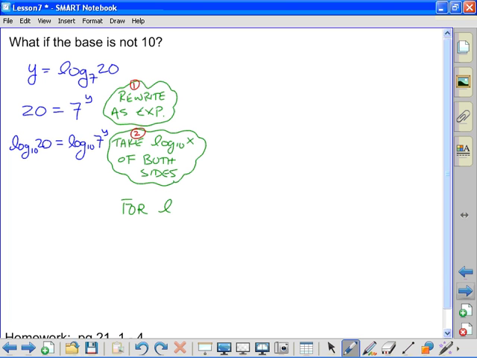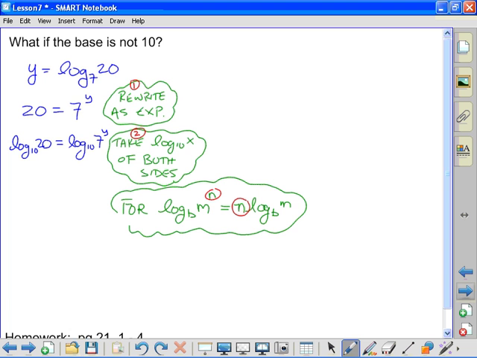For log base b of m to the exponent n, if we're taking the log of something that has an exponent, this is equal to n log base b of m. So the exponent actually is now a coefficient. And you're going to say, why? I'm going to do the proof for this tomorrow or in the next video.